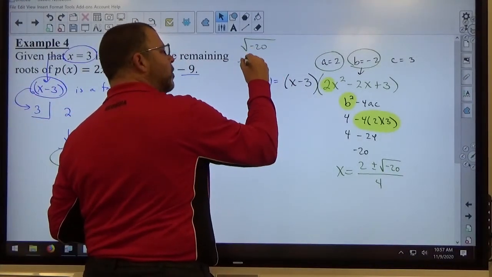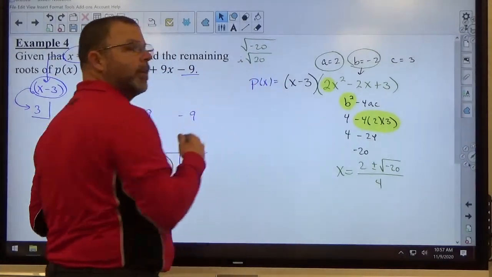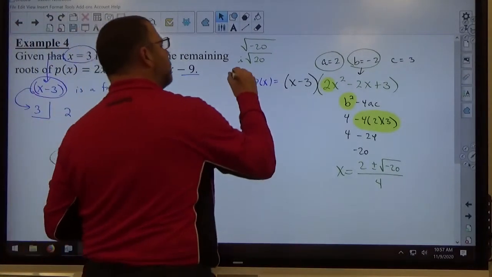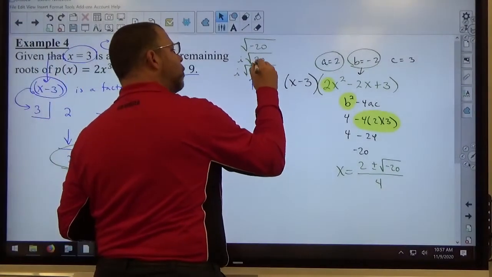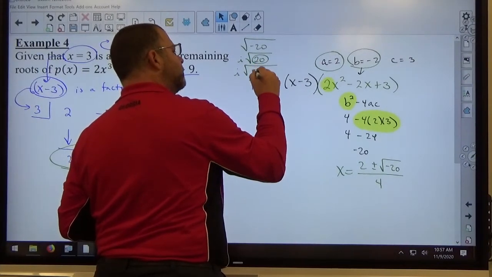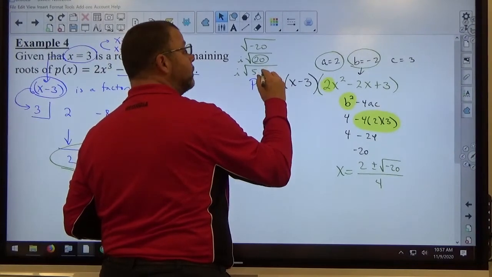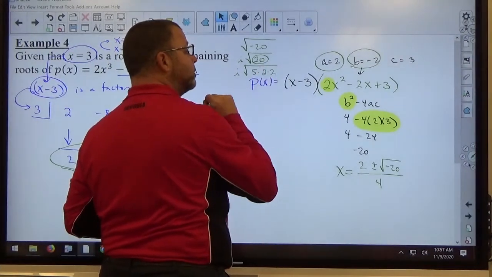First off, it's i times the square root of 20, right? If nothing else, at least pull the i out of it. Does 20 break down to what? 5 times what? 4. 5 times 4, and 4 is what times what? 2 times 2, right?